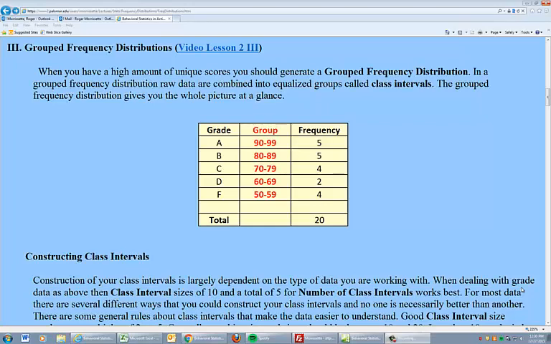Now let's talk about group frequency distributions. So we talked about rank distributions, we talked about simple frequency distributions. Now what are very common in statistics are things called group frequency distributions. This is where you have groups or interval ranges, and you have a frequency or some count of how many numbers are in those groups.